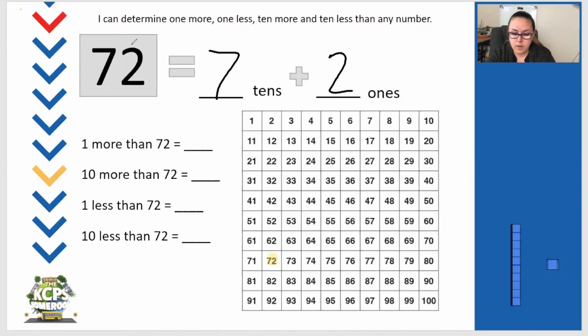So when we're talking about 1 more than, we need to take 72 and add 1 to it. On the hundreds chart, can you tell which direction I should move? Should I move to the right? Should I move to the left? Should I move up, or should I move down? Which direction will give us 1 more than 72? That's right, we know that 1 more than 72 is 73. And I can find that on my hundreds chart by moving 1 spot to the right.